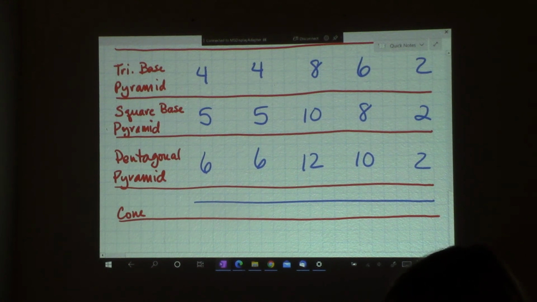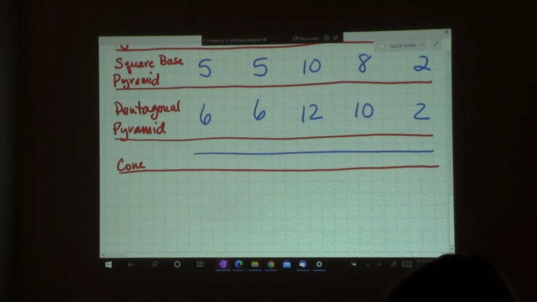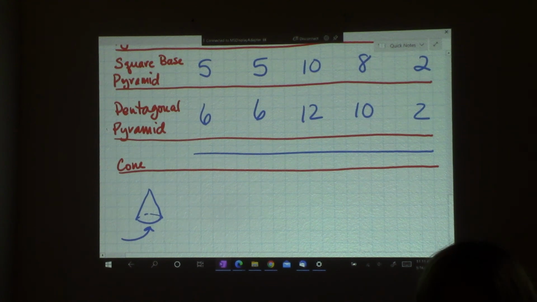And of course at the bottom, a cone shape looks like this. And there's dots behind, we can't see the back. That has a circle for one of the faces, so it is not a polyhedra either. It won't apply to our chart, so we just have a line drawn across it, and that's important to note also.